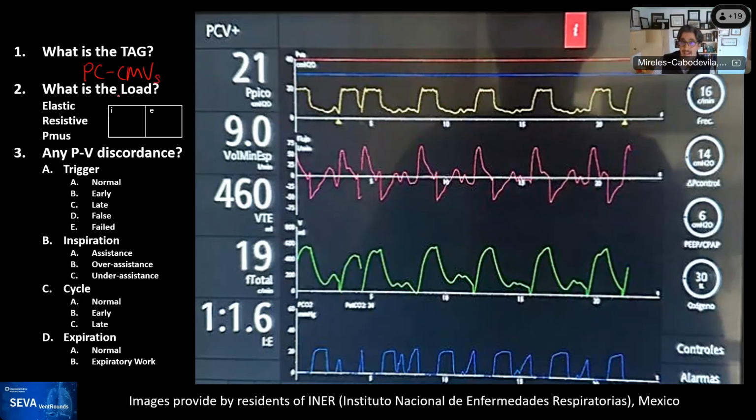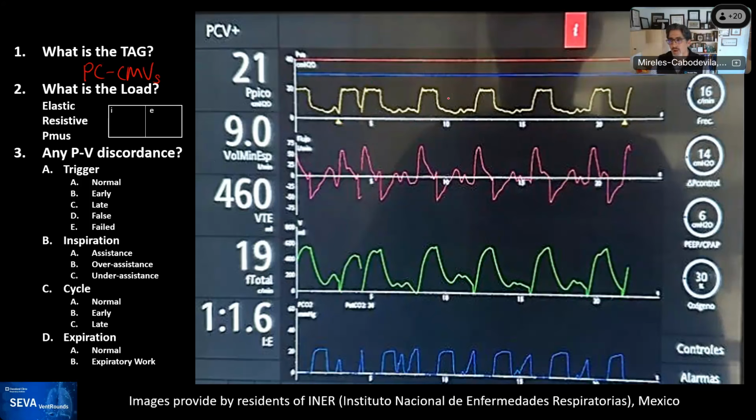All breaths are mandatory, and we know that they're mandatory because we look for the little triangle, and we can immediately see that there are several of those breaths that are triggered not by the patient, but by the ventilator. So the absence of a triangle says that it's machine triggered, which makes it immediately a mandatory breath.